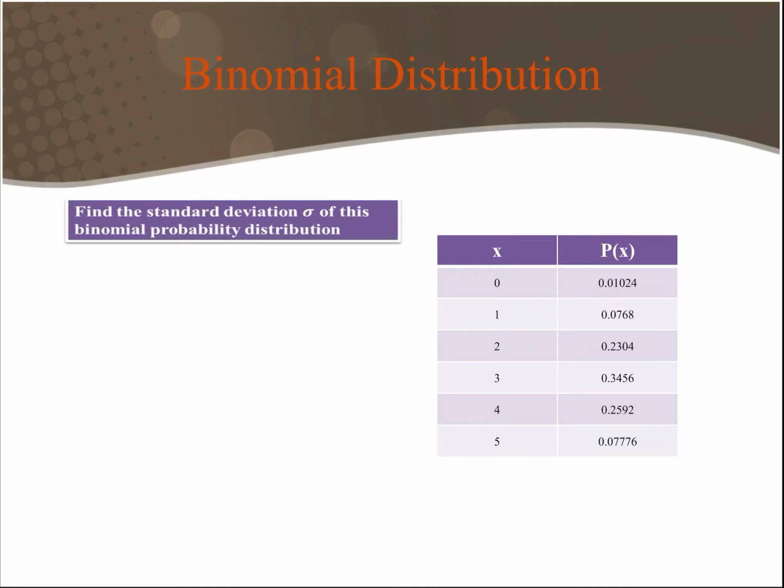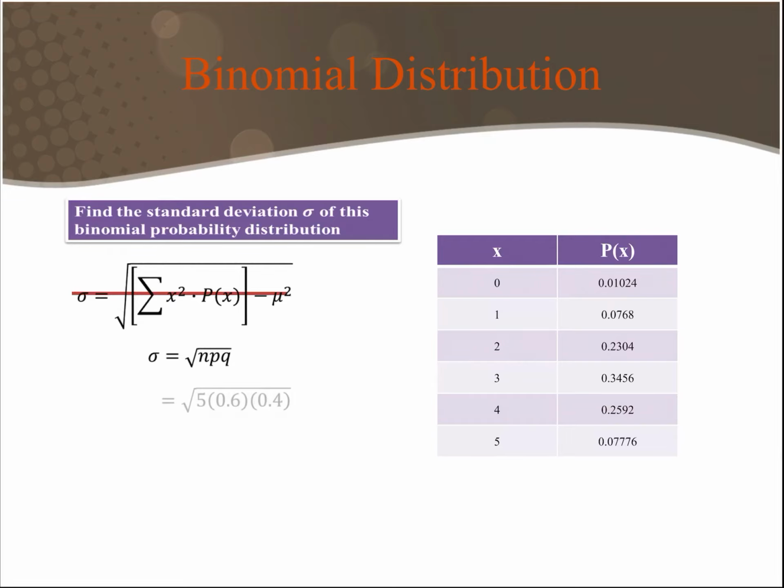Furthermore, for the standard deviation, sigma, of this binomial probability distribution, we did use the previous formula, which is admittedly kind of a nightmare for finding the standard deviation. So remember, either a success or a failure, only 2 possible outcomes, not more than 2. Only if it's a binomial probability distribution, we can use this shortcut formula, the square root of n times p times q. So 5 times 0.6 times 0.4, which gives 1.095.